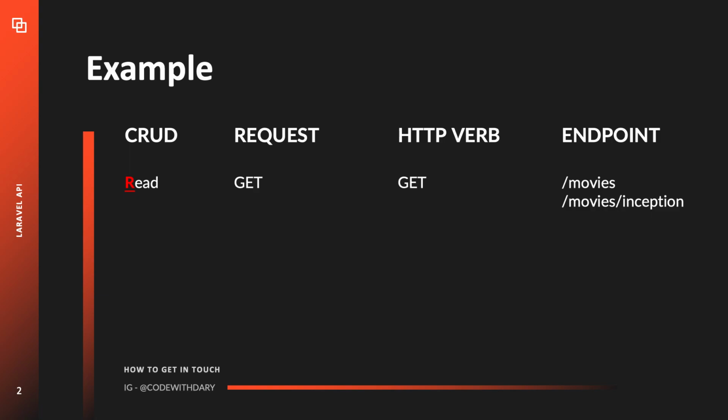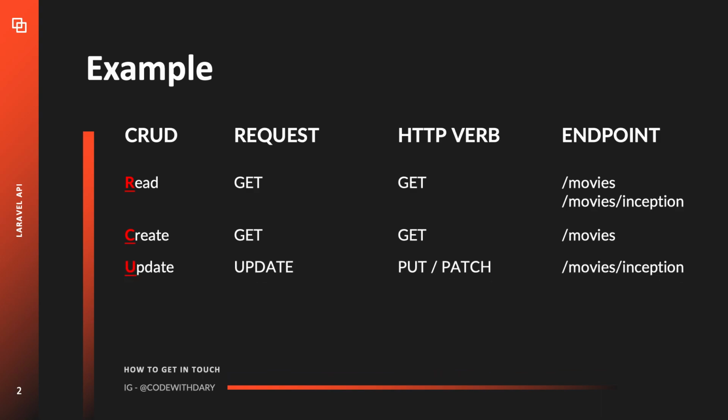You could also perform a post verb. And with the post verb, you're going to create a new resource. So whenever you want to add new data from the client to the server, so whenever you want to add a new movie, you'll be using the post verb. Now the endpoint will be /movies in order to create a new movie.